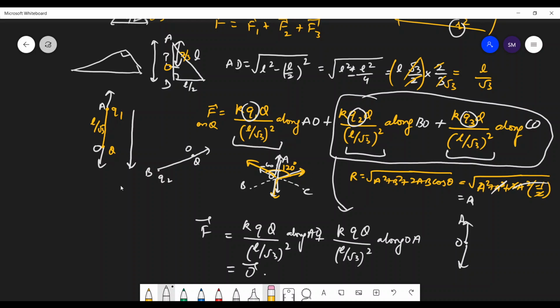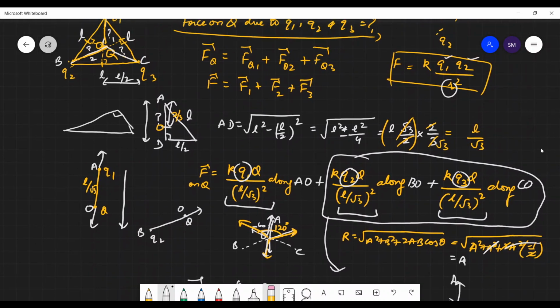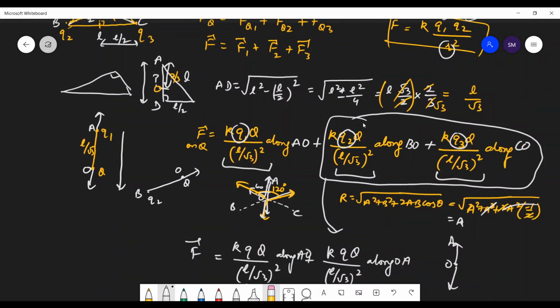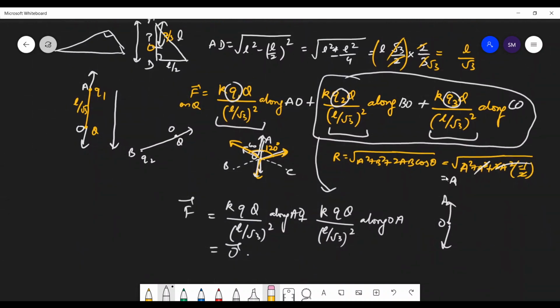So students, similarly, one thing you need to understand: you just need to apply this formula plus a little bit of geometry plus this result you need to know, and very easily you can calculate. Similarly, you can do example 1.7.